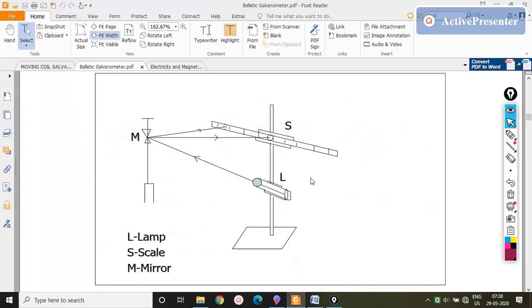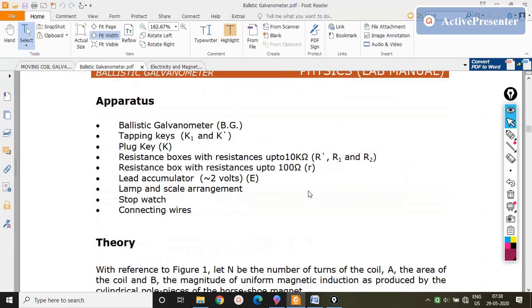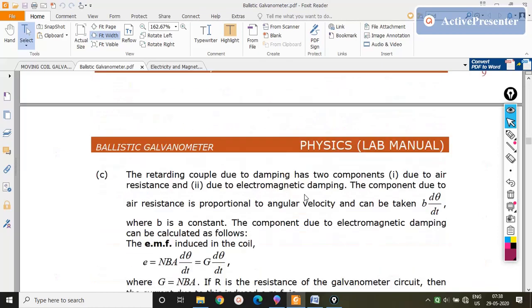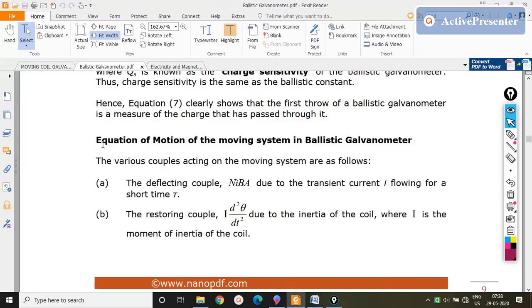In the next lecture, which will be coming up, we are going to get the equation of motion of the moving system in the ballistic galvanometer. We'll set up a differential equation, and using that differential equation we'll derive all those conditions which we told you verbally: the conditions for a moving coil galvanometer to be deadbeat, to become critically damped, and to behave as ballistic. All these conditions we are going to get directly by solving the differential equation of motion of the ballistic galvanometer coil.